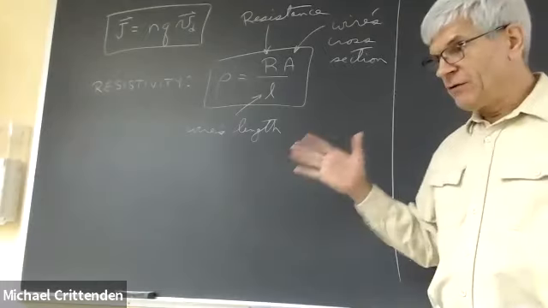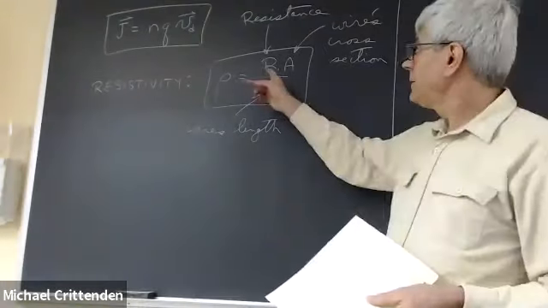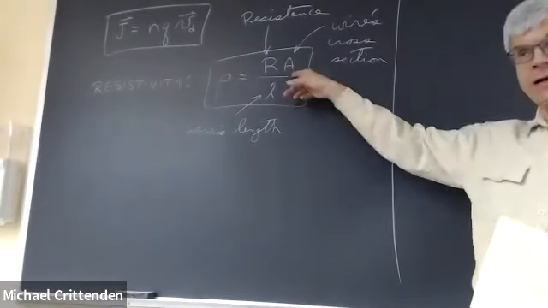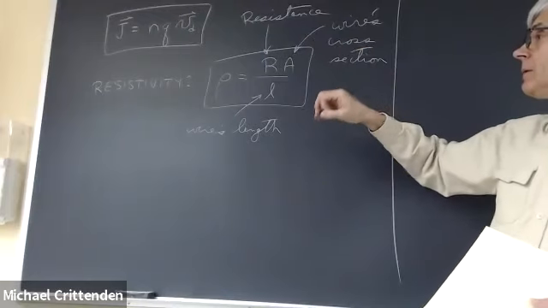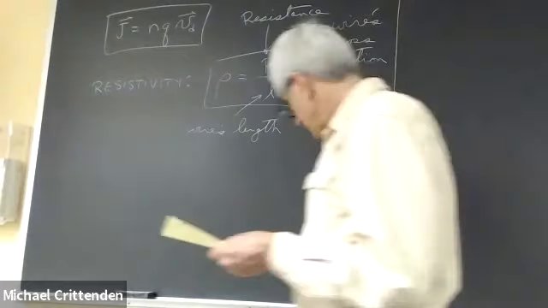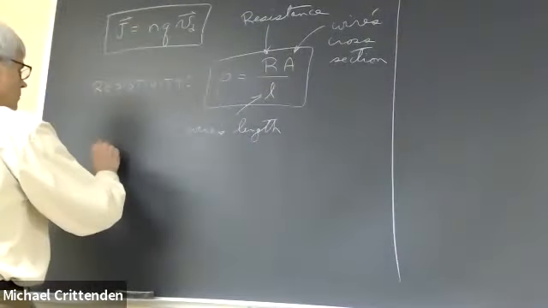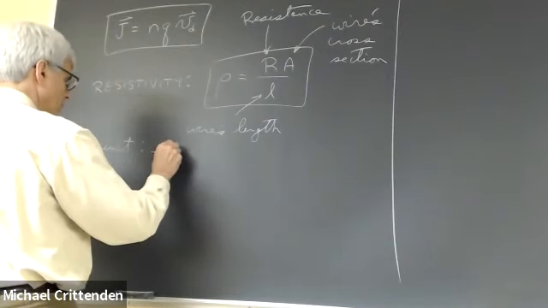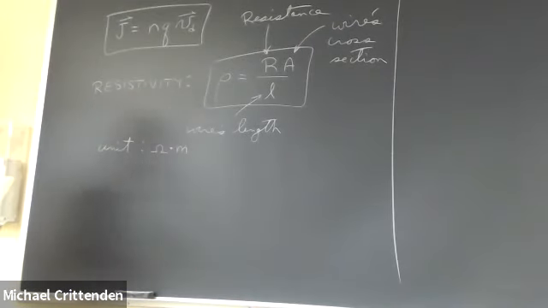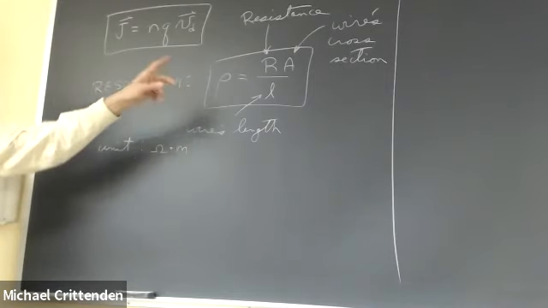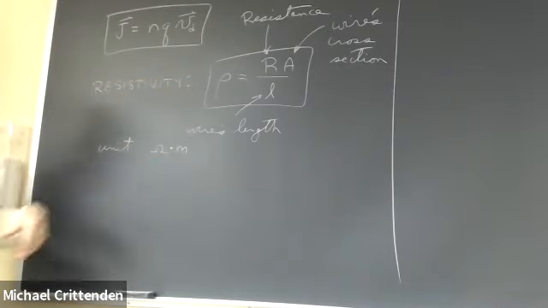So you've got a piece of wire, and R is the resistance of that wire. A is its cross-sectional area, pi r squared. R would be the radius of the wire. And L is how long it is. For a unit to measure it in, resistance is ohms, area is square meters, length is meters, square meters divided by meters leaves you with meters. So it's ohms times meters.